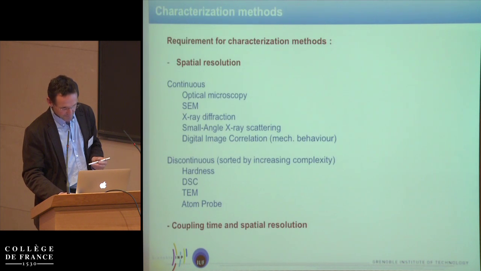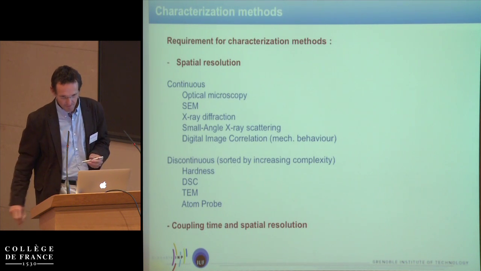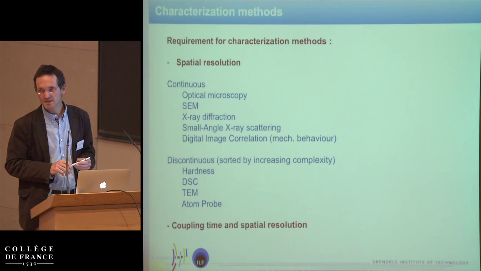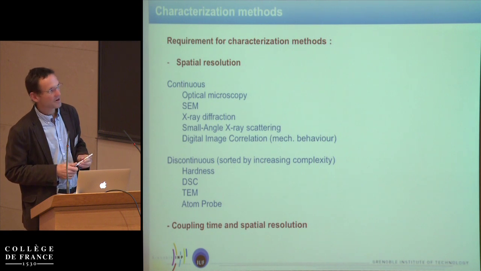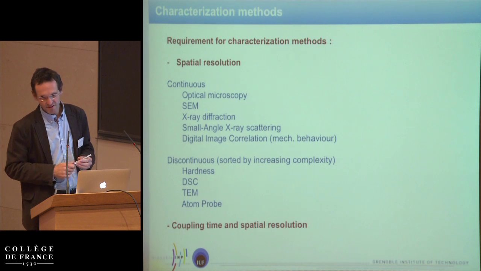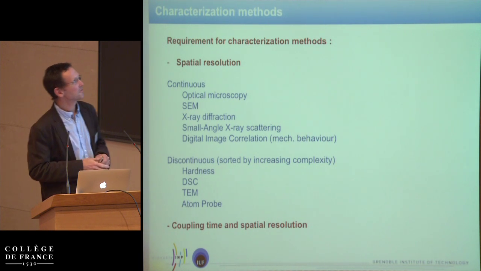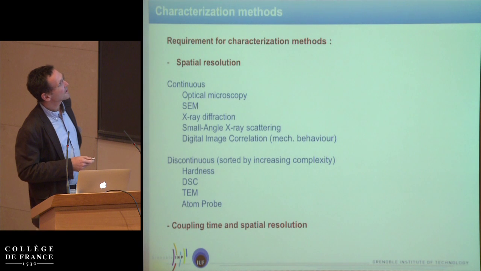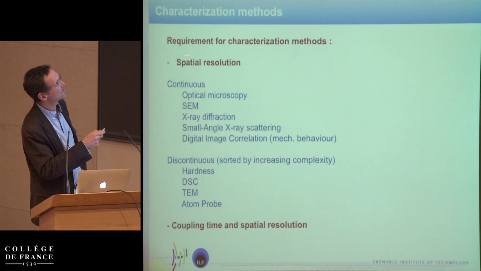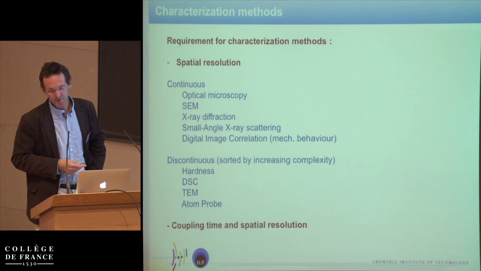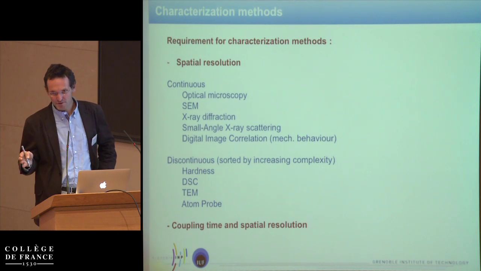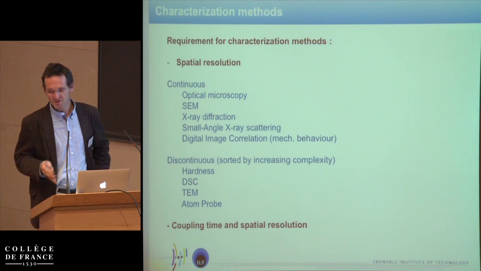Okay. So now, as I said, it's not enough to make a good diffusion couple to go to alloy design using continuous chemistry gradients. You need corresponding characterization methods. And first, what you need for a characterization method is to be spatially resolved. If it's not spatially resolved, forget it. You're not going to be able to map the microstructure as a function of composition on your gradient.